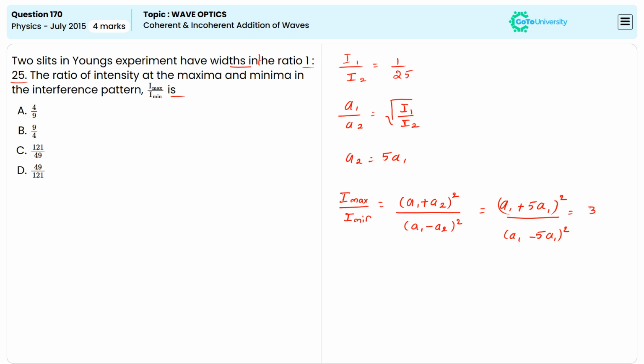6A1 squared, that is 36, and the denominator becomes 4 squared, that is 16. If I cancel this with the help of the 4 table, I get the answer 9 by 4. That is, I max by I minimum is equal to 9 by 4 is the ratio. That is option D is the right answer.